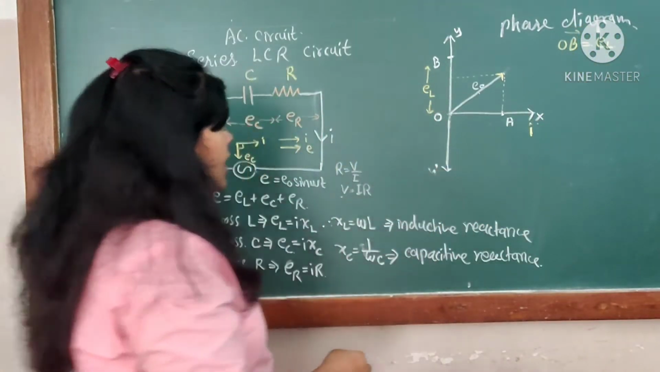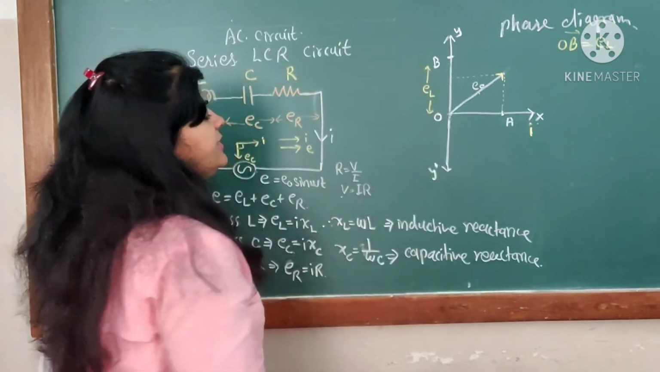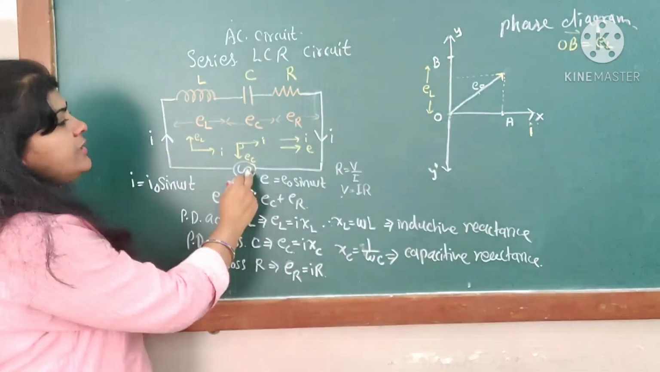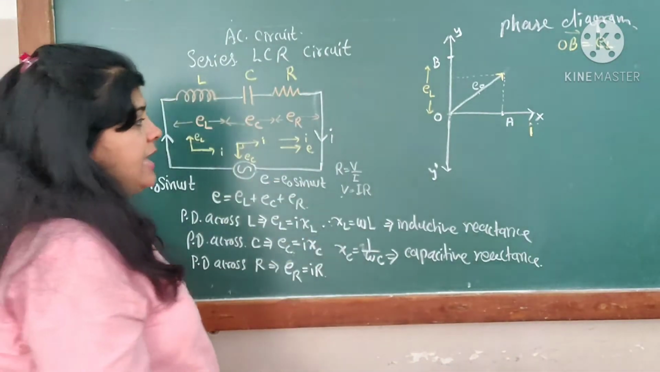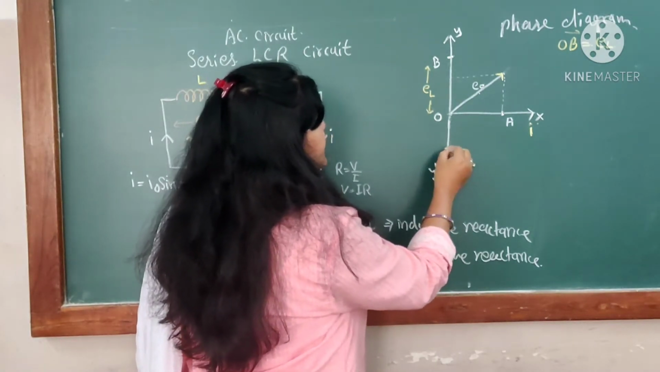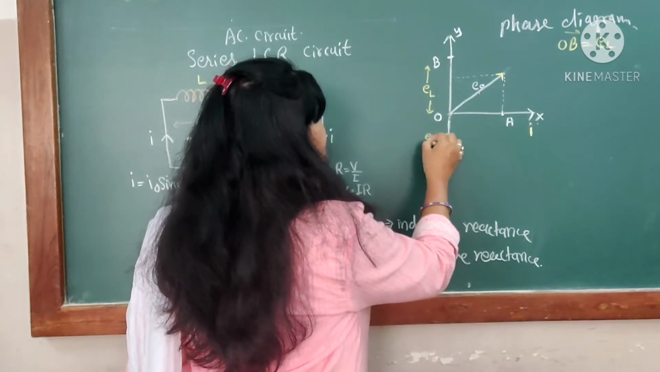Next, along the negative direction of the y-axis, that is taken as y dash, the EMF across the capacitor lags behind the current. Since it lags behind, we take it on the negative side. Mark this point as C, and write for it EC.